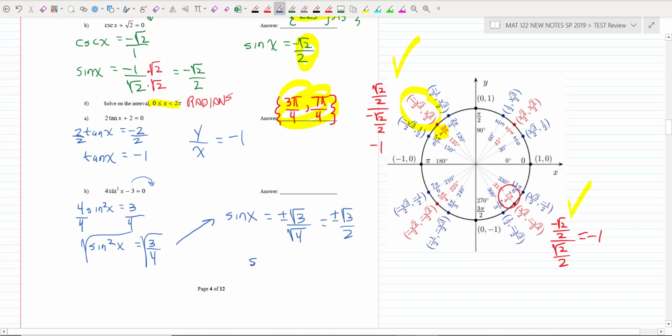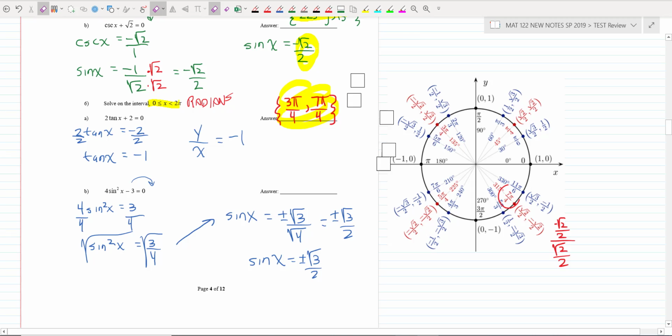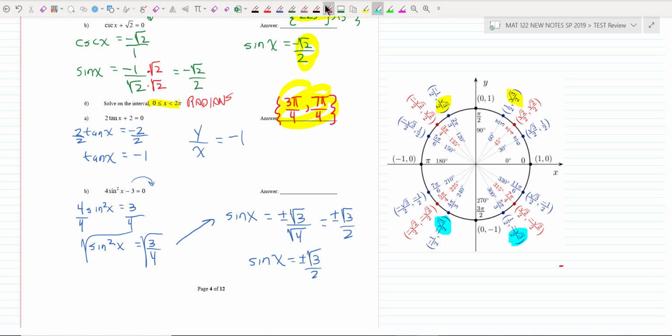Now it's just a simple interpretation on the unit circle. I'm going to go around my unit circle and identify the angles in radians where the sine is equal to these values. First of all, one place would be here and there. That's where you would get positive root 3 over 2, but you would get negative root 3 over 2 here. So that means your answers are going to be pi over 3, 2 pi over 3, 4 pi over 3, and 5 pi over 3. The key on that one is you have that plus or minus because you're doing the square root property.